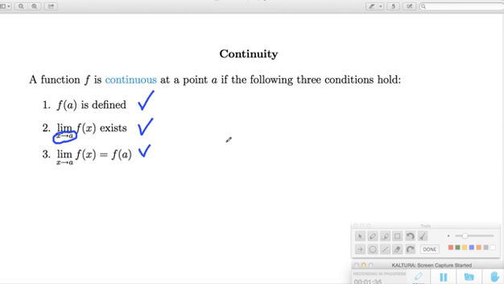Now, when checking for continuity, you actually have to check all three conditions. And if all three conditions are checked off, then you can say a function is continuous at that particular point. If any one of those three are not satisfied, then it fails and the function is not continuous.